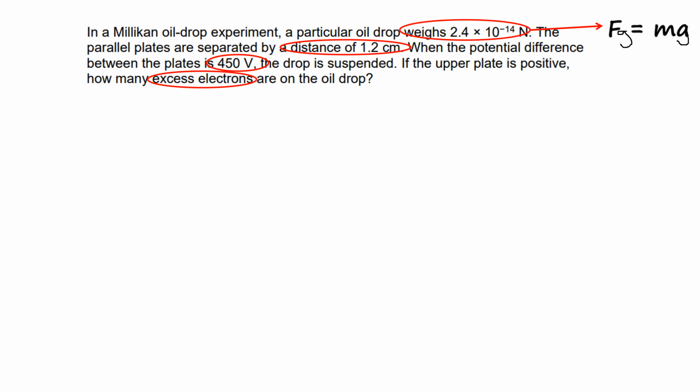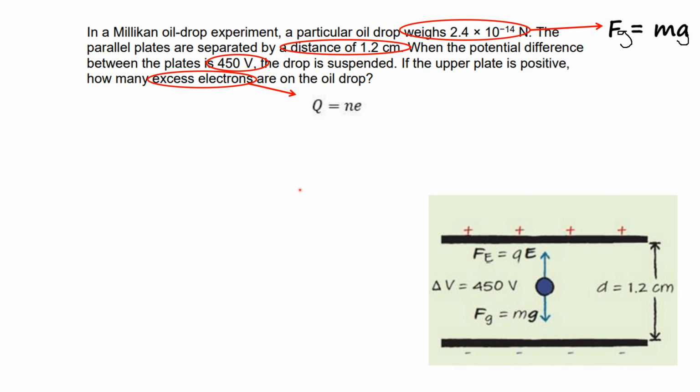So first of all, you're going to draw the diagram. And this is the equation for finding the excess electron. So we will draw the diagram. It doesn't need to be as neat as this. It just needs to be a rough diagram so you can see what is going on. So we know that the upper plate is positively charged, and the down plate would be negatively charged.